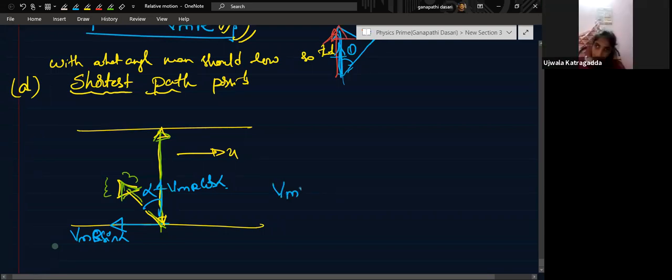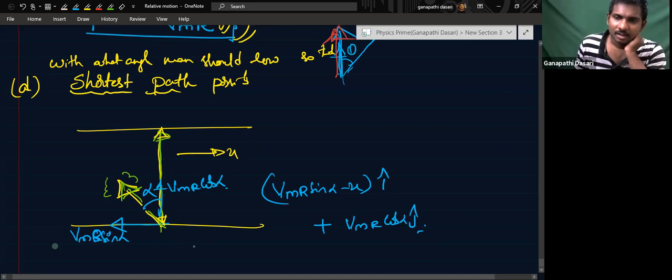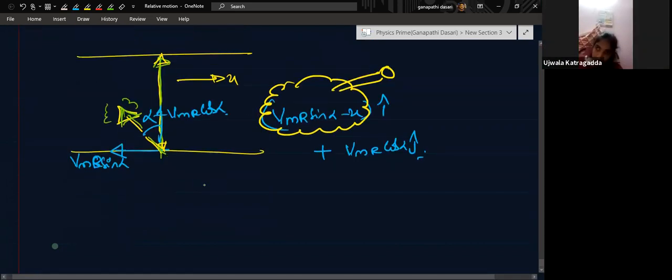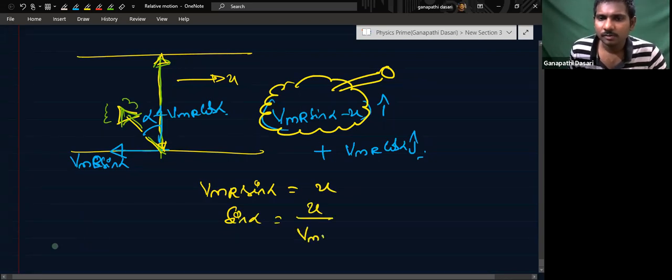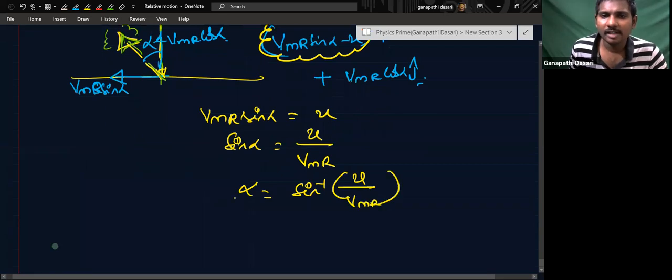V_MR cos alpha, V_MR sin alpha minus U, or not? Yes, sir. I cap plus V_MR cos alpha J cap, isn't it? For the minimum path, this horizontal velocity should become 0. That means V_MR sin alpha should be equal to U. That means sin alpha is equal to U by V_MR. Alpha is equal to sin inverse of U by V_MR. This is another important condition.